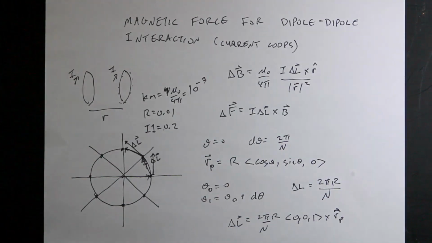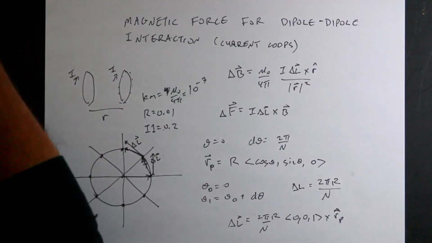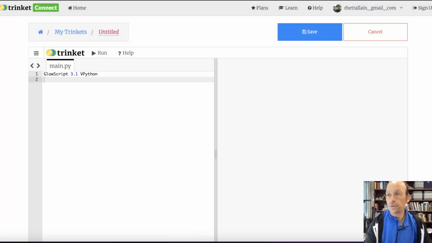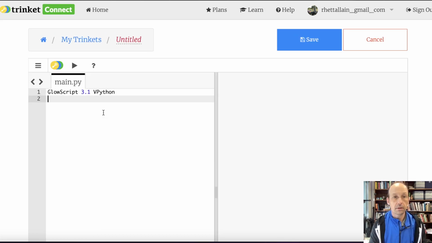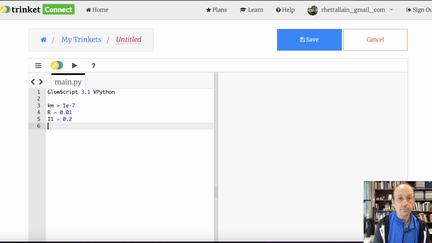Okay, so let's switch over to Python. I'm going to be using GlowScript VPython because it's easier to model everything that way. Let me cover up that light because that gets annoying. And switching to the computer. So here we are in GlowScript VPython. Okay, so the first thing I'm going to do is make this a little bit bigger. And then I'm going to put my constants. Km equals 1 times 10 to the negative 7th. R equals 0.01. I1, and that doesn't really matter right now. I'm just putting it in there temporarily, 0.2.